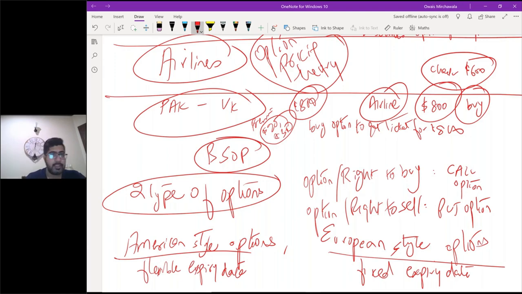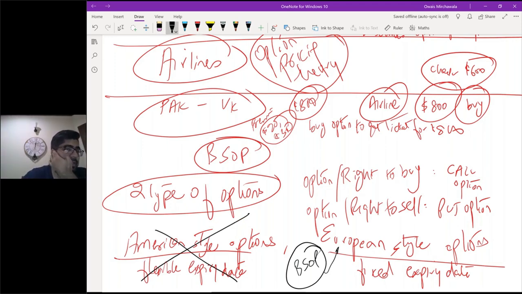Okay. BSOP, this Black-Scholes option pricing theory which we're covering, is only dealing with European style options. American style options, which have a flexible date, are not a part of your syllabus.